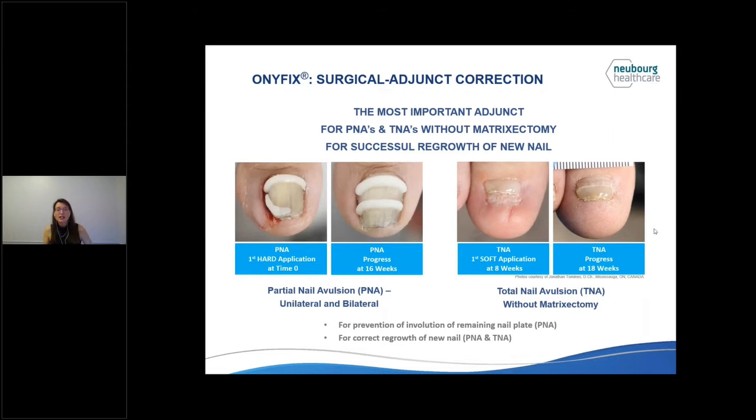On the right-hand side, then, we have the TNA, so total nail avulsion, but without the matrixectomy. So of course, in this case, you're leaving the baby nail cells intact. Just pull out the nail or avulse it or whatever it is that you do to surgically remove it, but then invite the patient back in roughly about 8 weeks, roughly 2 months, give or take, such that you have about 2 to 3 millimeters worth of new nail growth, so that you have enough nail to actually apply some Onyfix.